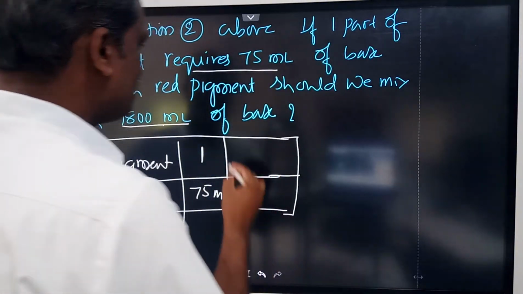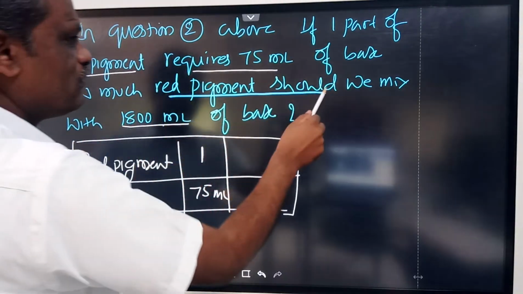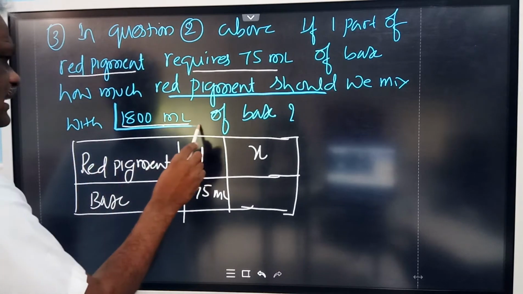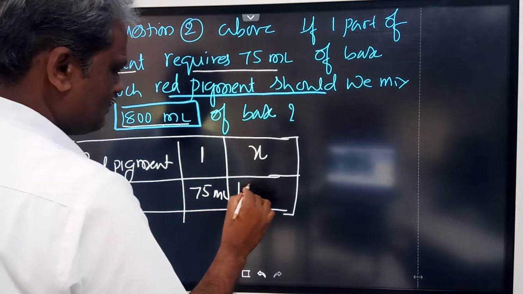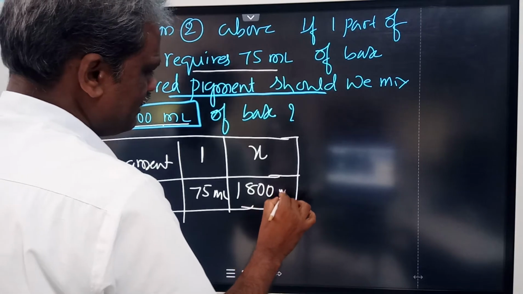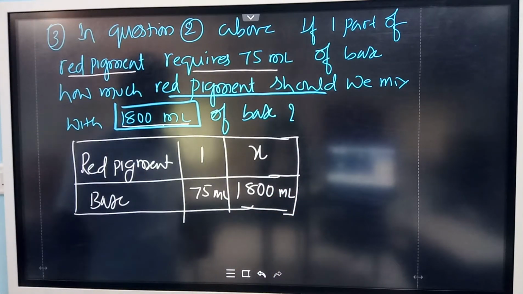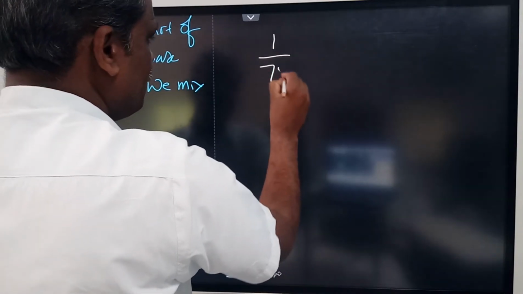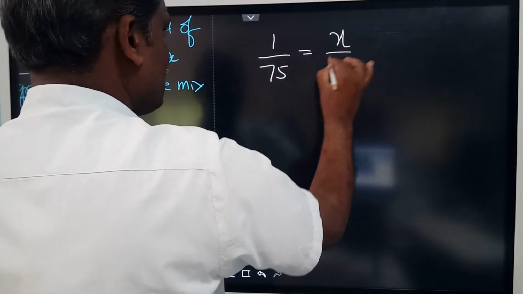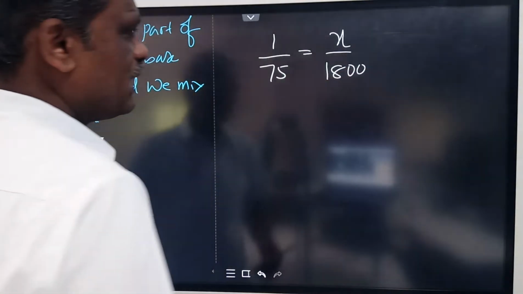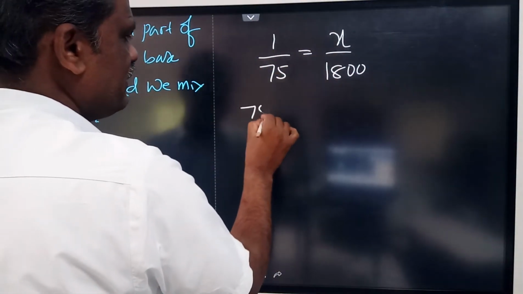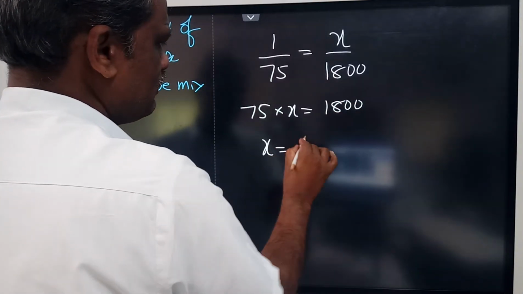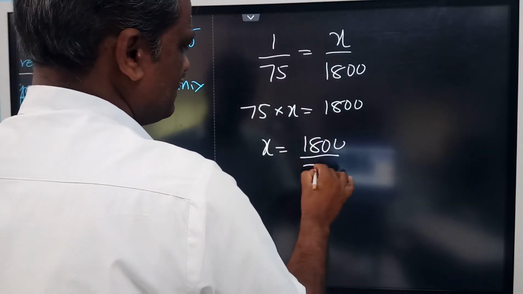The second question, look at this. How much red pigment is required? We do not know, so let us write x. To find out, for 1800 ml of base, in place of base you can write 1800 ml. Since it is in direct proportion, you can write the ratios as the same. 1 divided by 75 must be equal to x divided by 1800. Now cross multiply here: 75 into x is equal to 1800 into 1. So x is equal to 1800 divided by 75.